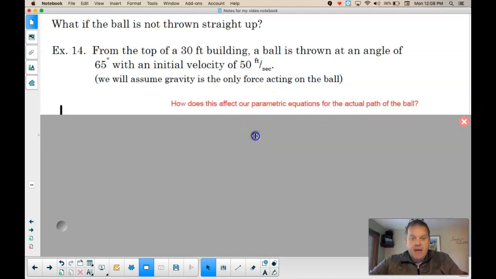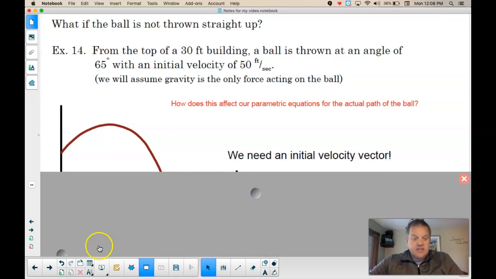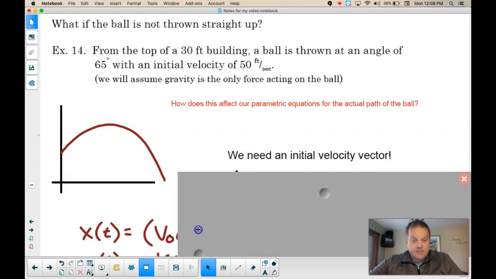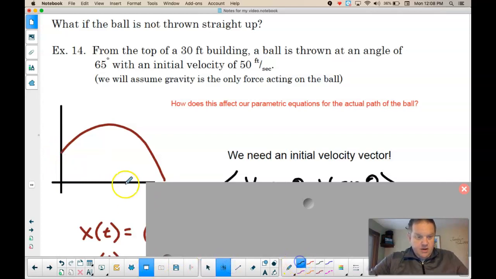Well, what's going to happen is our parametric equation is definitely going to be affected. Let me see if I can get this all in there without giving it away. So now, here would be our 30-foot building. Again, let me draw that 30-foot building in there.